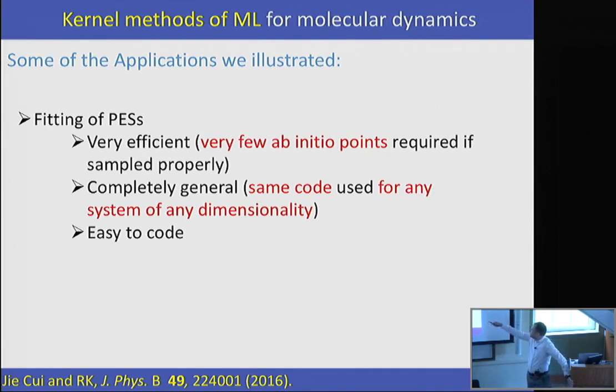With this approach, the fitting is very efficient. You need very few ab initio points, if they're sampled properly. More importantly, this approach is completely general, so we use the same code for any molecular system, for any dimensionality. You don't need to change anything. And so there is zero amount of physical work that goes into producing those potential energy surfaces, which I think is useful for all of us. And it's very easy to code because there are lots of packages available online.